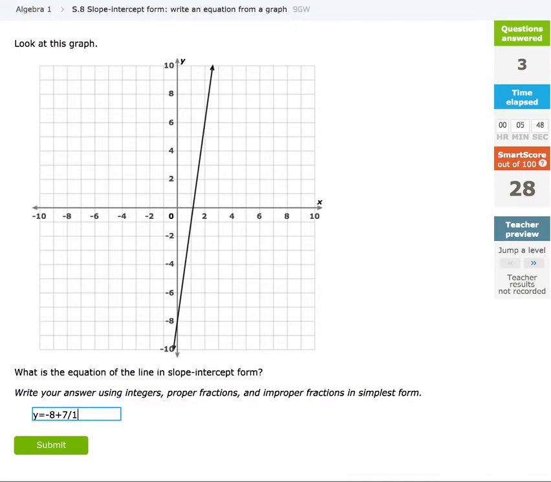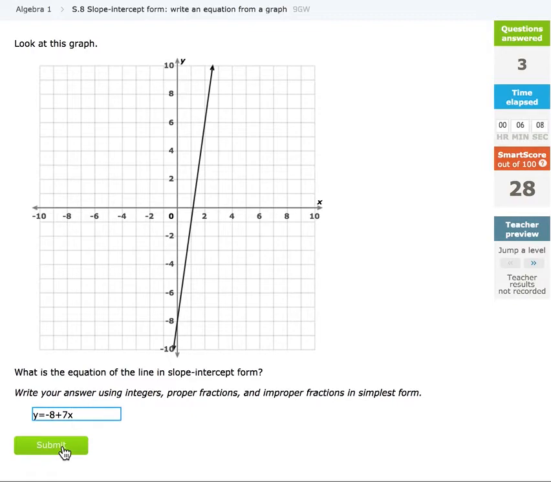However, this does have to be in simplest form. So 7 over 1, or 7 divided by 1, is simply 7. You must type this as just 7 because it does need to be in simplest form. Otherwise, you will have to do some more practice problems. And now go ahead and type your x because that's the slope.